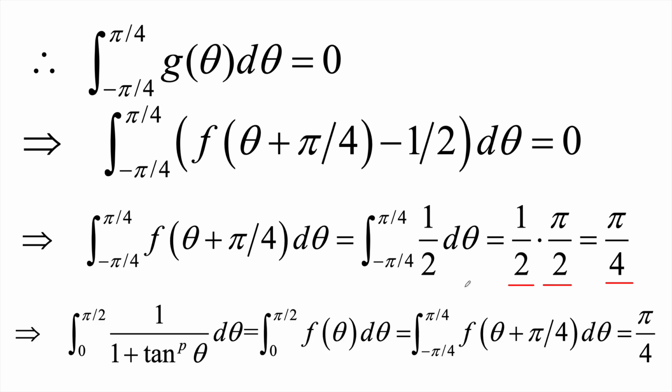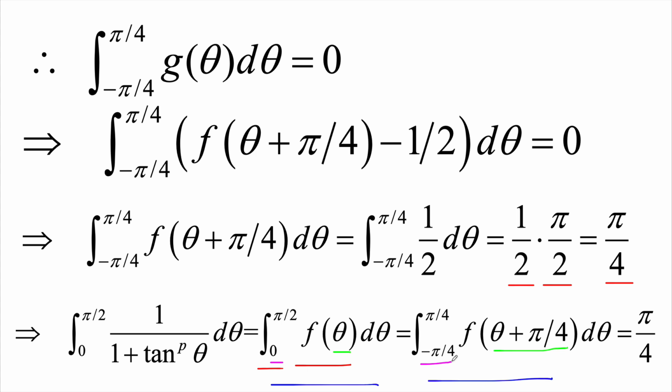Since our original integral was from 0 to pi over 2 of f of theta, effectively a change of variables gives us the final result. In this last line, to go between the middle two integrals, effectively we're replacing theta with theta plus pi over 4 and changing the interval from 0 to pi over 2 to negative pi over 4 to positive pi over 4. You should take the time to think about why this works.